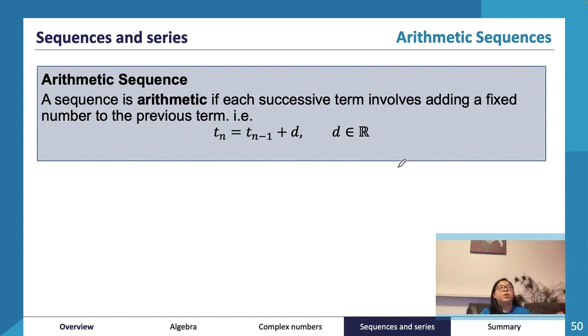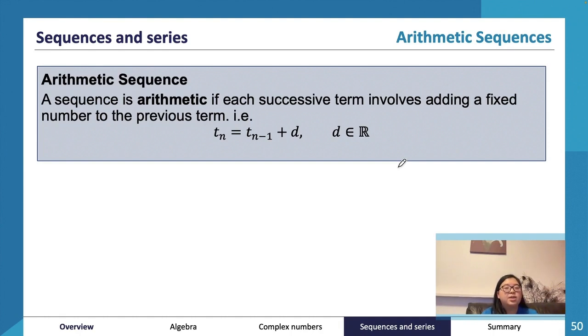Or if we're going 1, 5, 9, not 1, 4, 9. If we're going 1, 7, 13, or something like that, we're adding 6, yeah? We can add different amounts each time, and the d will be the thing that's changing. And our t_n minus 1 is how we represent it.